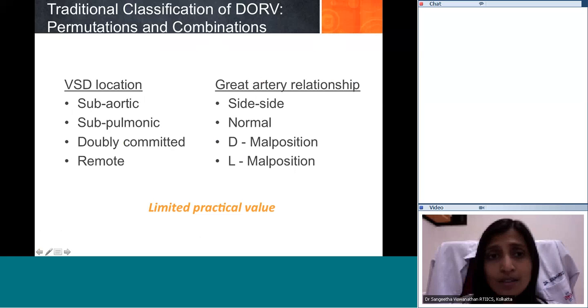So based on these 4 types of VSD, and of course the various great artery relationships that we are aware of, which is side-by-side arrangement of great arteries, this is the most common type of great artery relationship in DORV. Then normal great artery relationship, D malposition of the aorta where the aorta is anterior and to the right, and L malposition of the aorta where the aorta is anterior and to the left, which is very rare in this particular anatomy. These are the various different permutations and combinations that are possible.